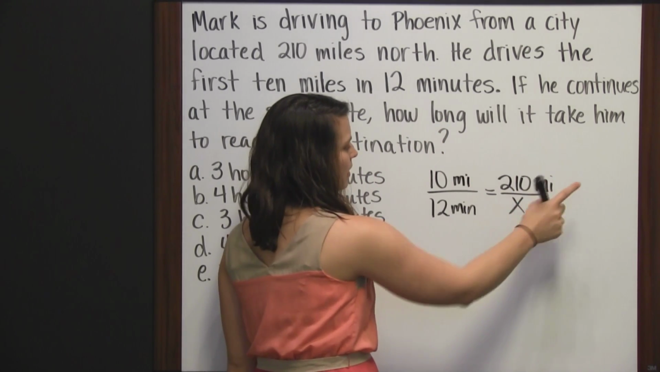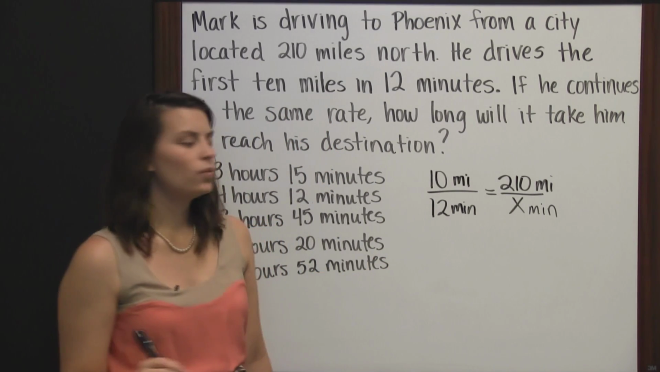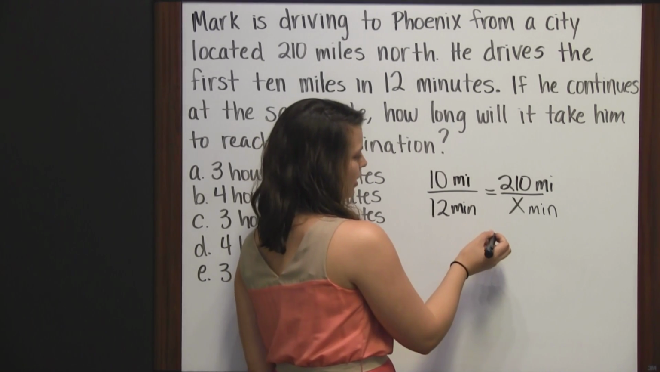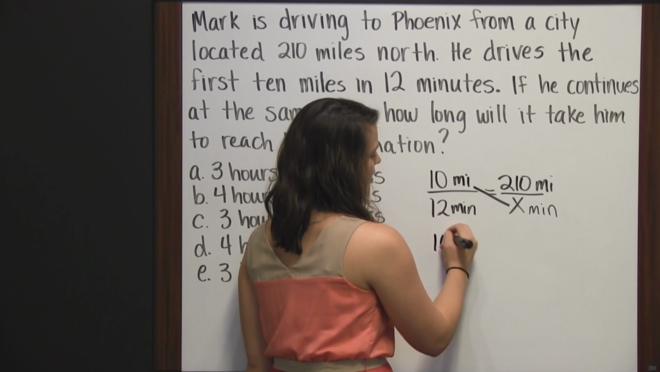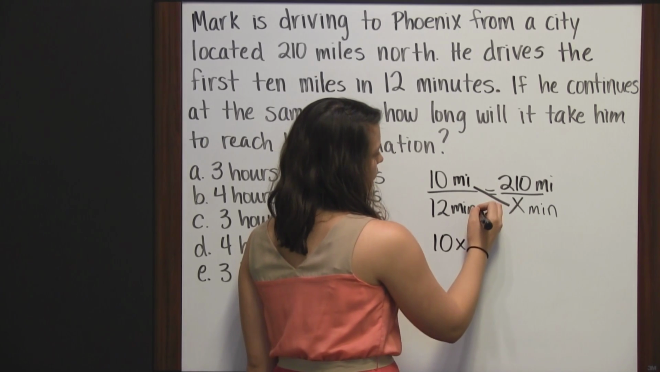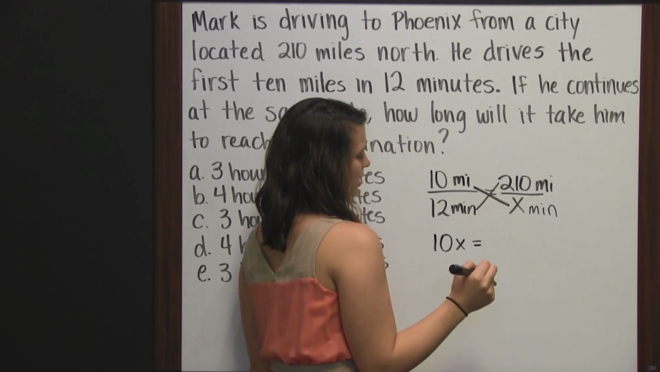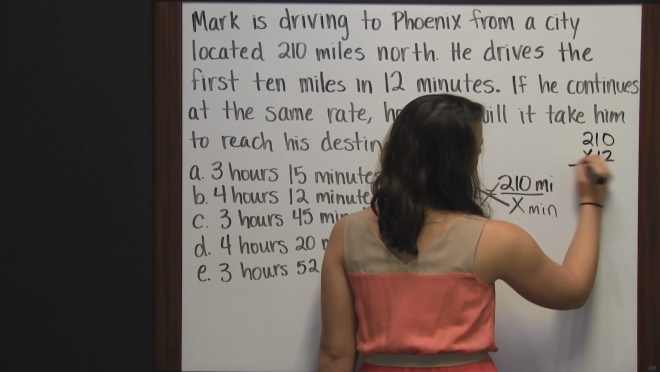Miles to minutes, miles to minutes. And to solve a proportion, we cross multiply. So 10 times x is 10x equals 12 times 210. So I'm going to multiply that right over here.